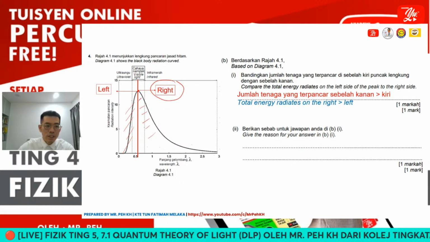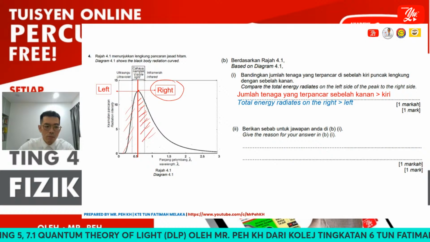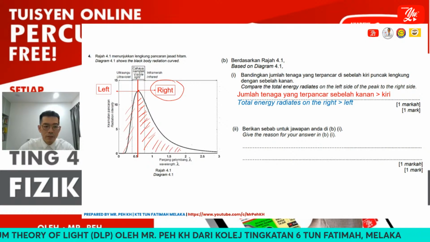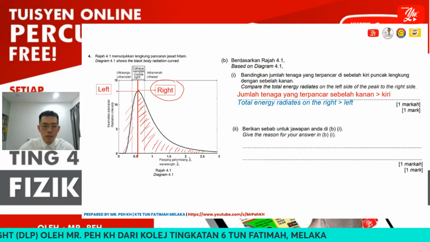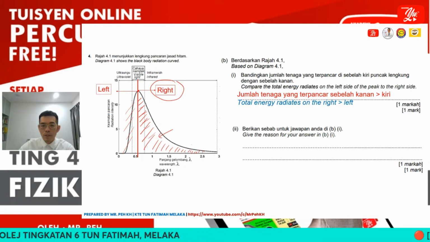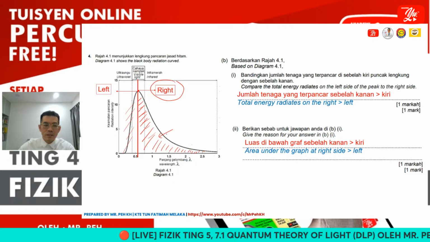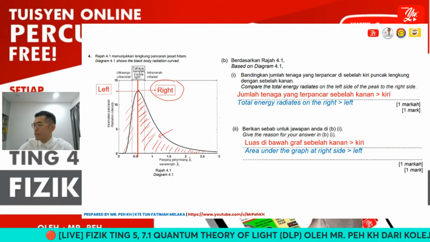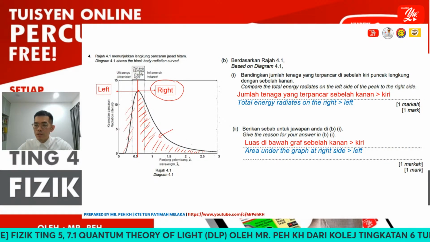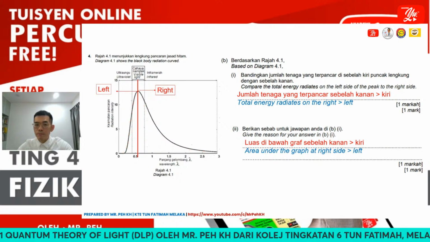You can see here, we actually compare the area under the graph. Whichever area under the graph is bigger shows that the total energy radiated will be higher. Here, because the area under the graph at the right side is greater than the left. So this will be the question related to our learning standard 1.